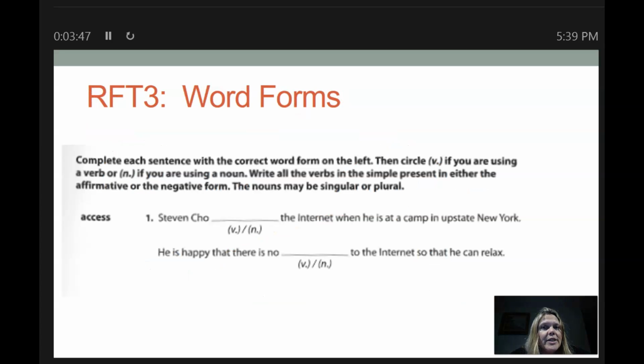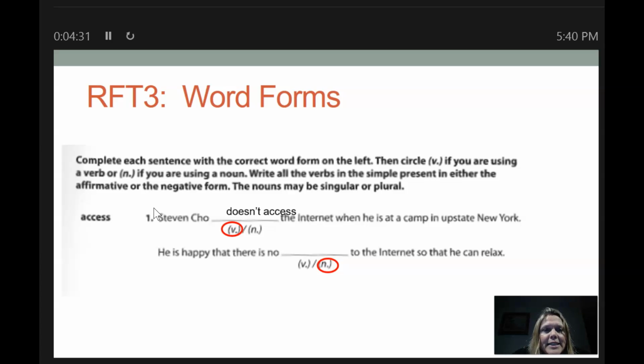So our word here is access. That can either be a noun or a verb. So you look at this sentence. Stephen chose the internet when he is at a camp in upstate New York. Upstate New York is upstate. It's in the countryside. He has no internet. So how can I say that? Should it be a verb or a noun? Stephen chose the subject. I need a verb there. And then access. Think about the meaning of that verb. Should it be affirmative or negative? It's negative. He doesn't access the internet.